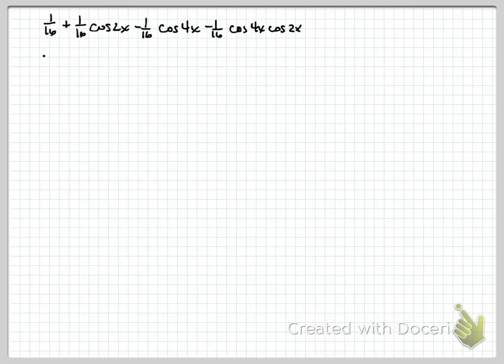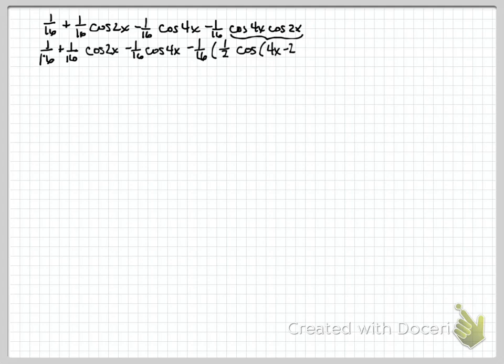Our product to sum formula says that we can take this right here and substitute in 1/2 the cosine of the difference of the two angles plus the cosine of the sum. So just rewrite this. 1/16 plus 1/16 the cosine of 2x minus 1/16 cosine of 4x minus 1/16 times 1/2 the cosine of 4x minus 2x plus the cosine of 4x plus 2x.